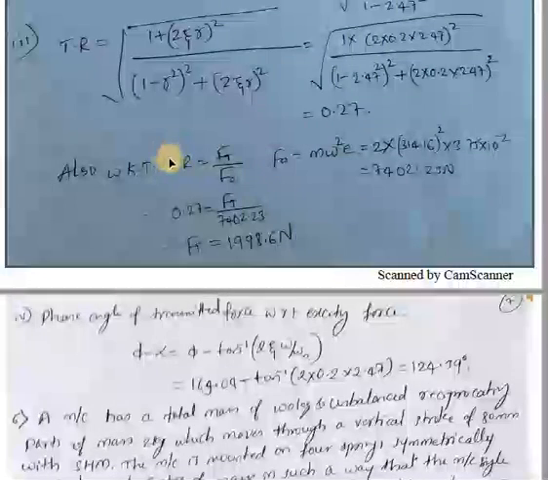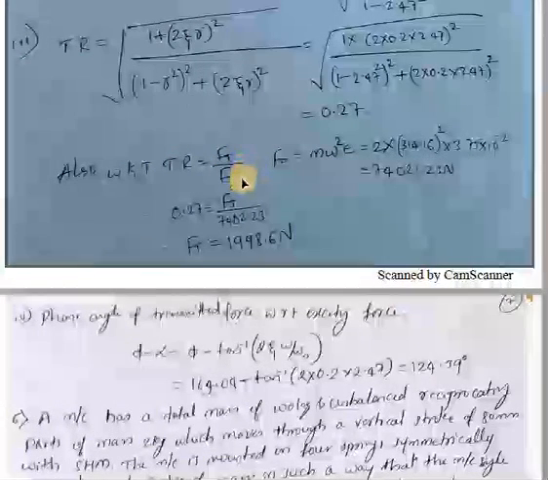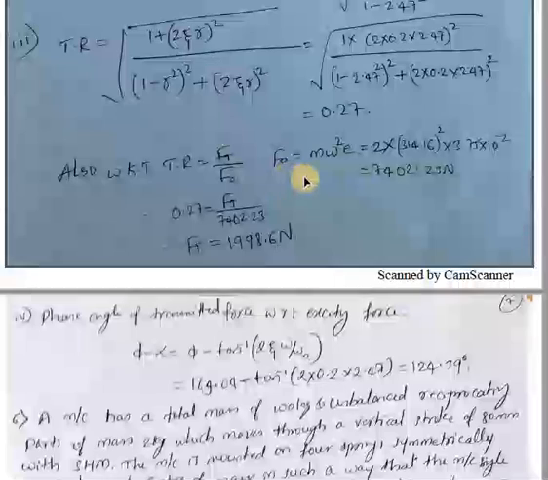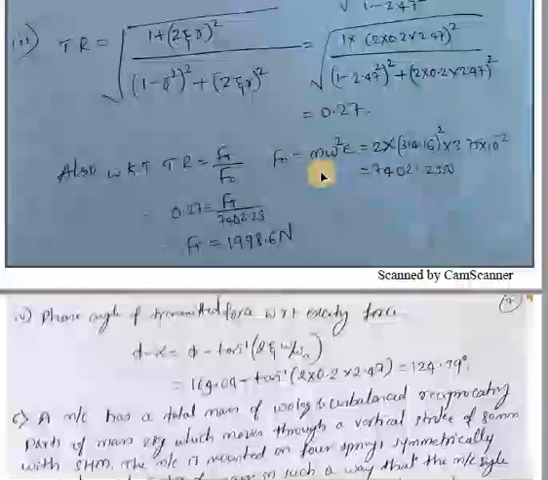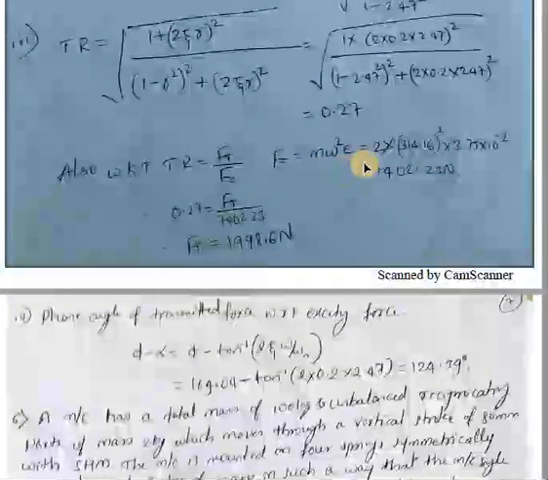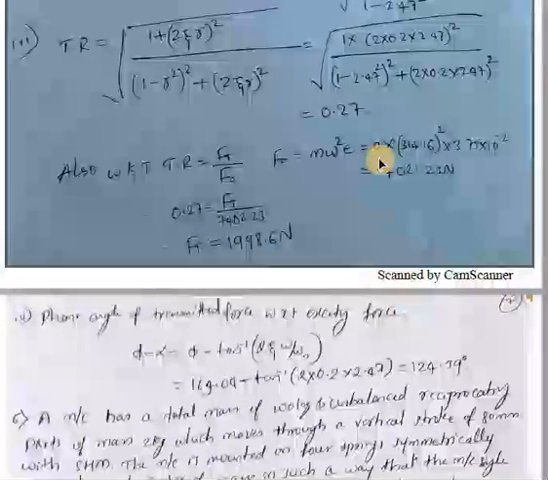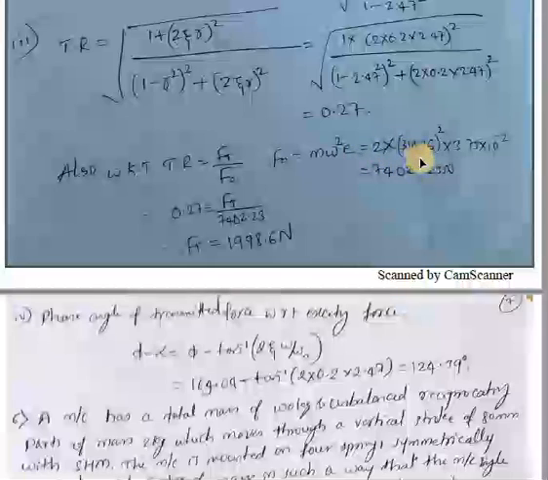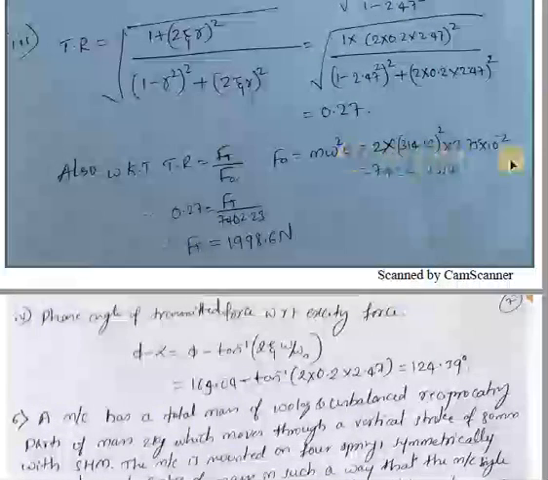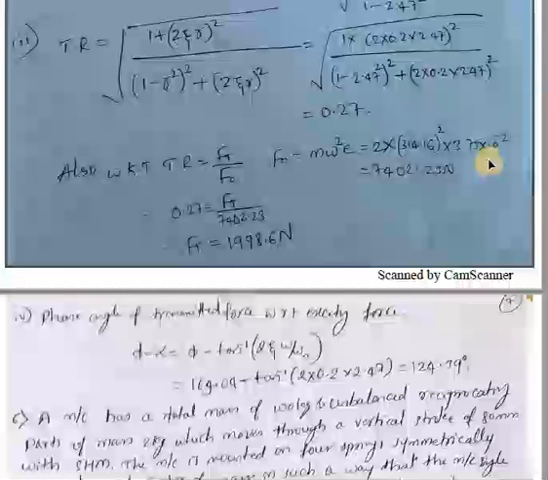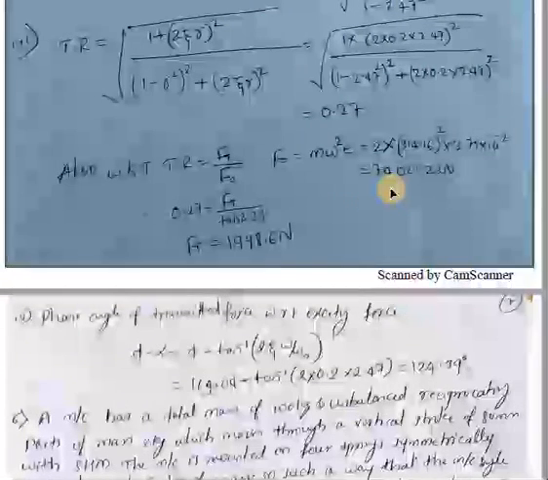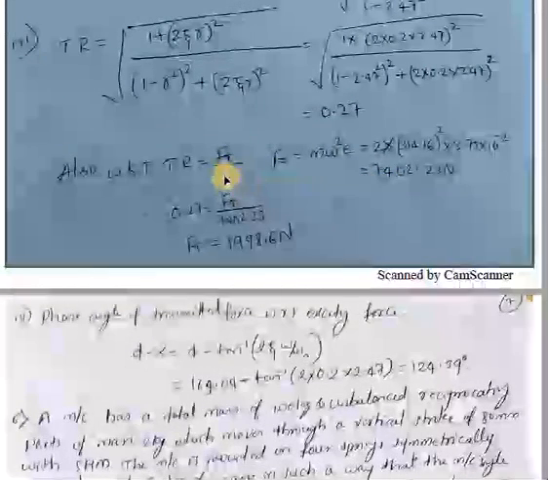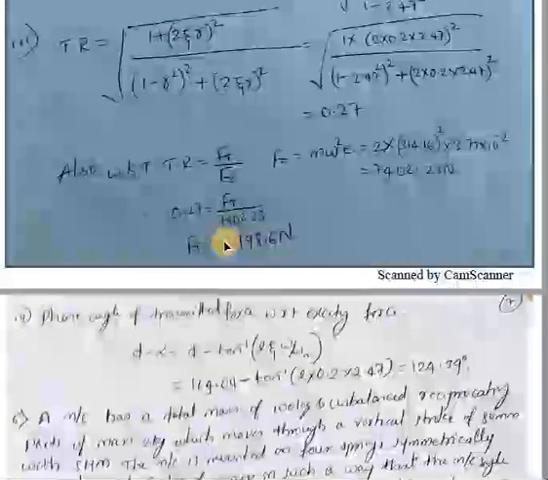And also we know that the transmissibility ratio is given by Ft by F naught. F naught we can calculate for the reciprocating system as m ω² E. The m value is 2 kg, omega is 314.16 radian per second, and E is 3.75 × 10⁻² meter. Substituting, you will get F naught as 7402.21 Newton. So substitute those values in this equation, you will get force transmitted as 1998.6 Newton.